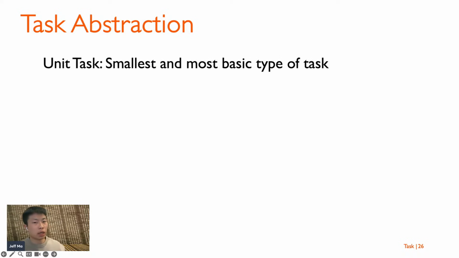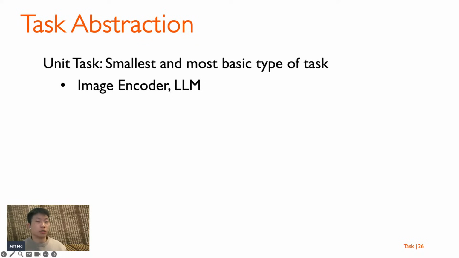There are two types of tasks. The first one is the unit task, which is the smallest and most basic type of task. They are executed in a single Kubernetes pod, and they are the smallest unit of scaling. So for instance, they could be the image encoder or the LM.